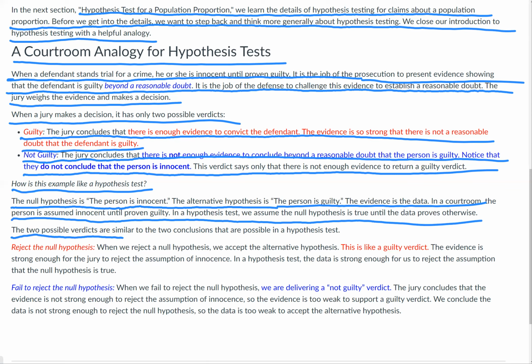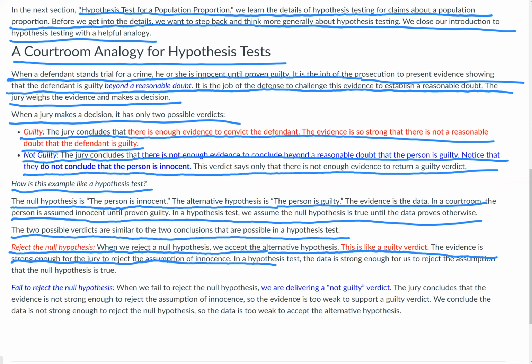The two possible verdicts are similar to the two conclusions that are possible in a hypothesis test. We reject the null hypothesis. If we reject the null hypothesis, we accept the alternative hypothesis. It's like a guilty verdict. The evidence is strong enough for the jury to reject the assumption of innocence. In a hypothesis test, the data is strong enough for us to reject the assumption that the null hypothesis is true.